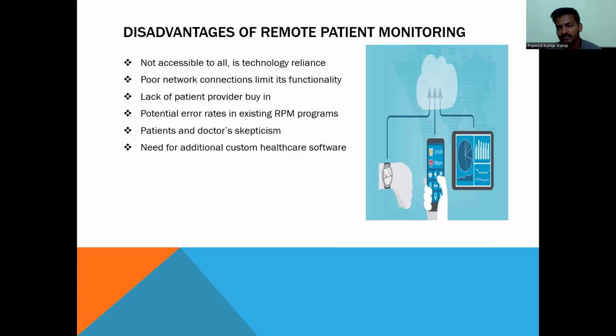And there are also some disadvantages for remote patient monitoring. Not accessible to all. It's technology reliance, and the network has to be in good condition 24/7. Poor network connections will limit functionality, and lack of potential provider buy-in. Potential error rates in existing RPM programs, and patient and doctor skepticism, need for additional customer healthcare software. The software has to be separate, and that may also charge you. That may also cause some bugs. So these are all the disadvantages for the RPM monitoring system.